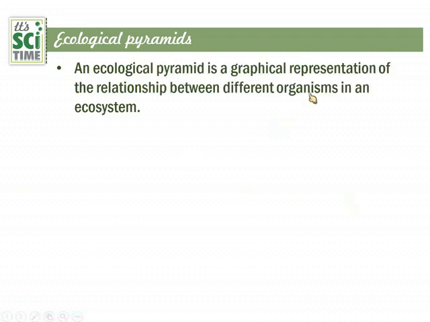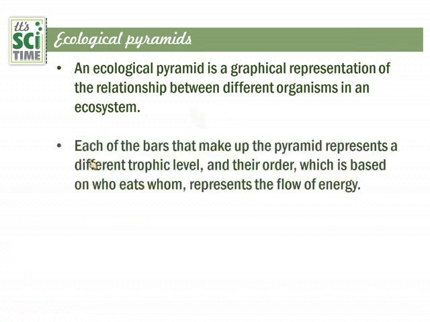An ecological pyramid is a graphical representation of the relationship between different organisms in an ecosystem. Each of the bars that make up the pyramid represents a different trophic level, starting from producers, thereafter first level consumers, second level consumers, and so on, in an order based on who eats whom. That's the most important thing. They represent the flow of energy, and not only energy, the flow of matter is also represented by ecological pyramids.